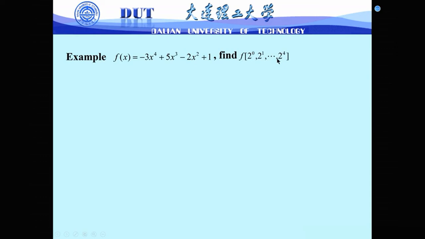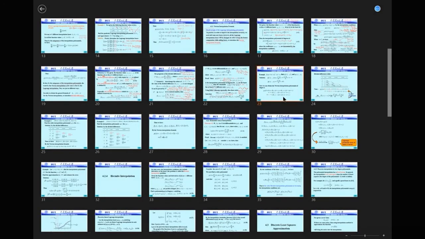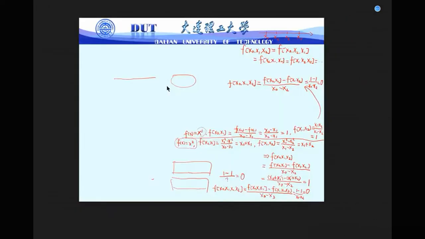So it should be fourth order DD. And also we want to find 0, 1, 2, 5, so fifth order DD. Actually, you don't need to use a table. Why? Because this is a polynomial of degree 4, but here you need to compute the first order DD. So that means the degree m equal to 4, and the order k is also equal to 4. So by the formula, we just use this property.